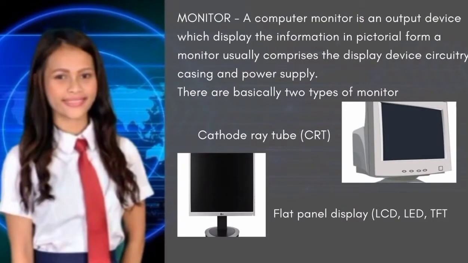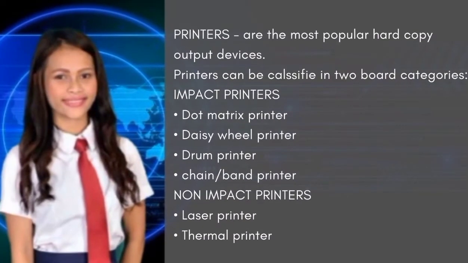First is monitor. A computer monitor is an output device which displays information in pictorial form, and a monitor usually comprises the display device, circuitry, casing, and power supply. There are basically two types of monitor: cathode ray tube, or CRT, and flat panel display: LCD, LED or TFT. Printers are the most popular hard copy output device.